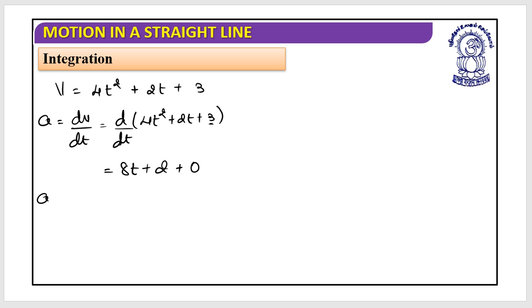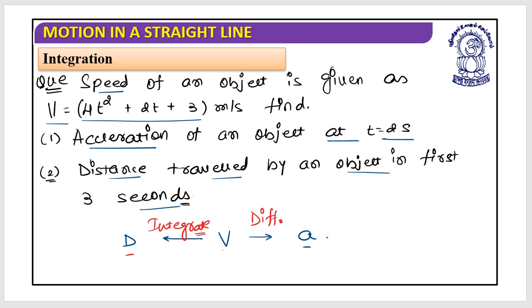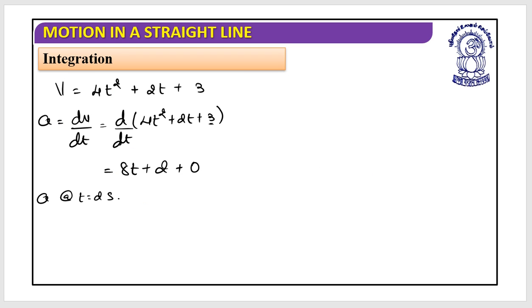I require acceleration at t equals 2 seconds, so it is 8 multiplied by 2 plus 2. 8 twos are 16 plus 2. This is 18 meter per second square. Yes, this is half of the battle. Let's do the remaining task.